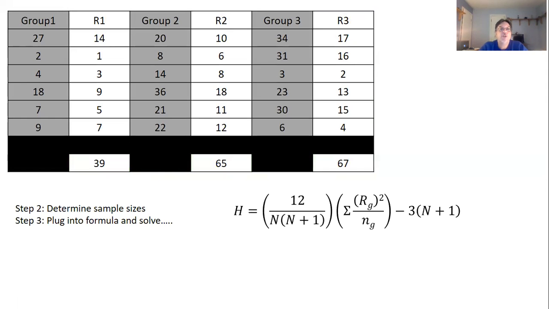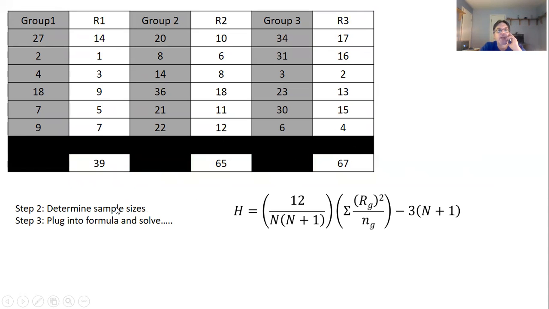Okay, let's see what you got. So the ranking should have been done like this. I don't think I put any tied values in here, but if so, we would have handled it the same way we did in the earlier one. The ranking sum for group 1 should have been 39, for group 2, 65, and for group 3 is equal to 67. We have to determine the sample sizes, so how much is in each one.